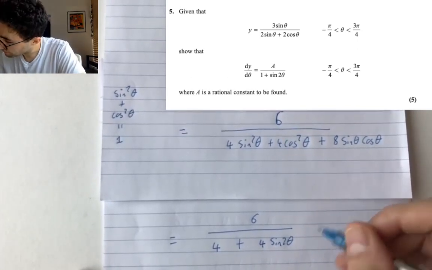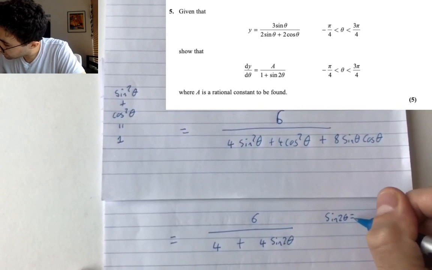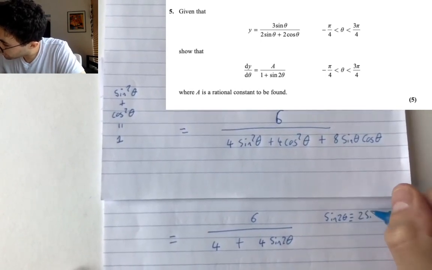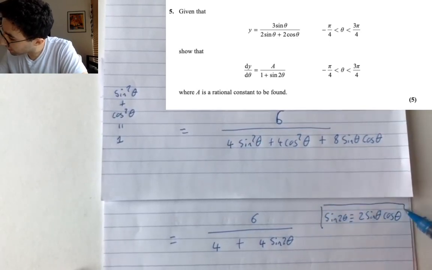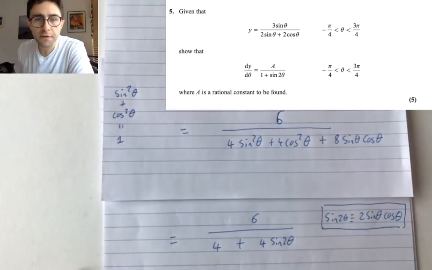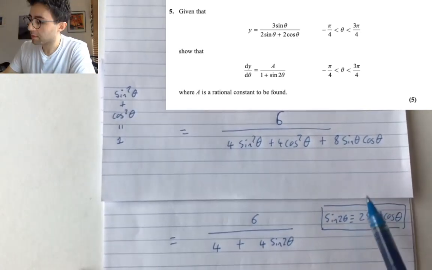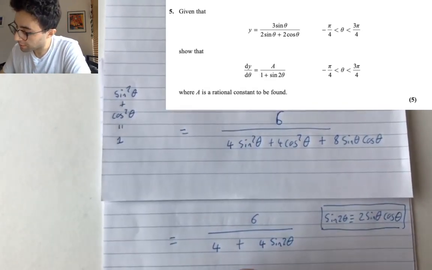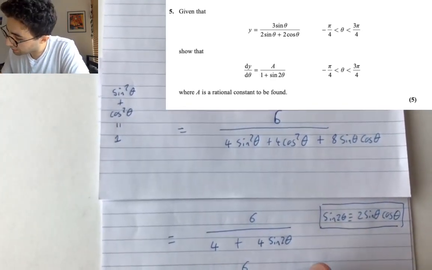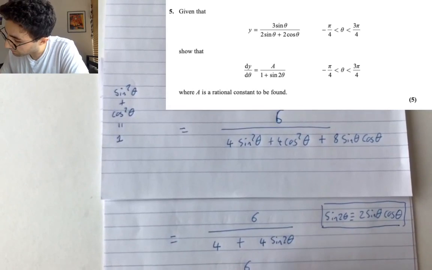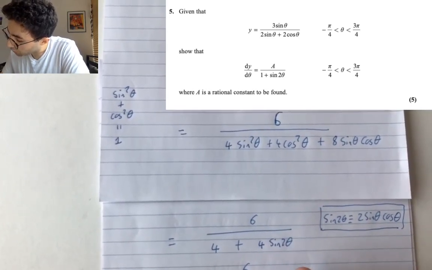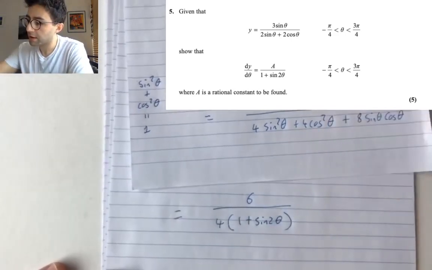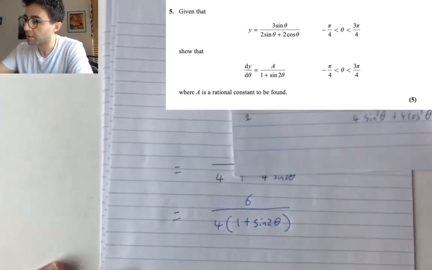Yeah, let's get the identity written over here. Sine 2 theta is 2 sine theta cos theta. So I've just used that. And yeah, so it's 4 sine 2 theta. All that's left to do then, pull out 4 on the bottom, 1 plus sine 2 theta. Would you look at that? It's looking kind of familiar. It's looking kind of like what we wanted.